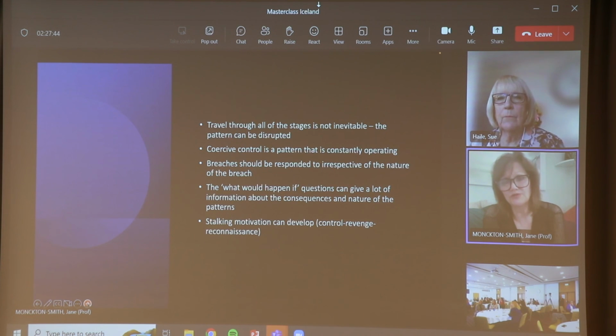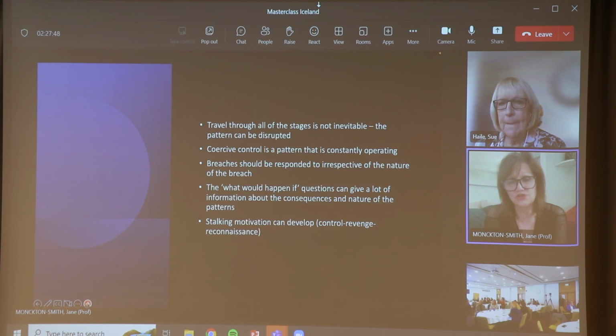Travel through all of these stages is not inevitable. As I said, most will circle back to stage 1 or circle back to stage 3. They will stop progressing around stage 5. Coercive control is constantly in operation. It's always there. Victims always feel that they're walking on eggshells. So think about chronic fear.